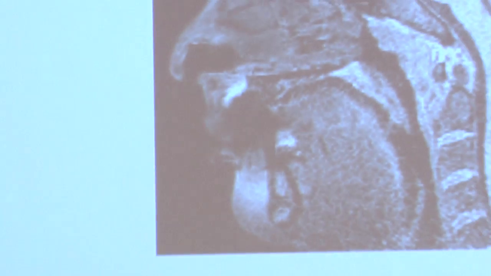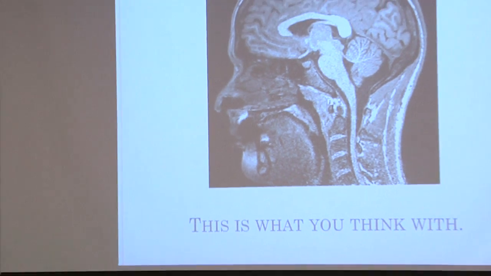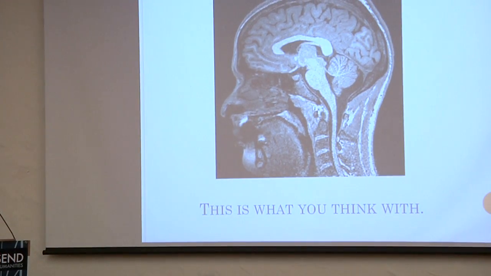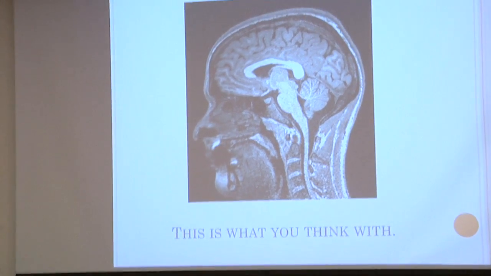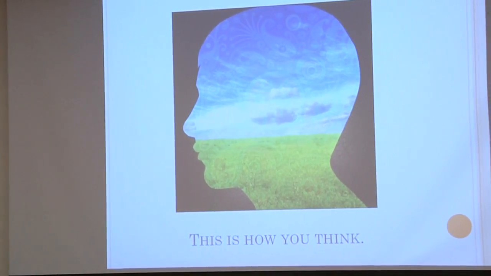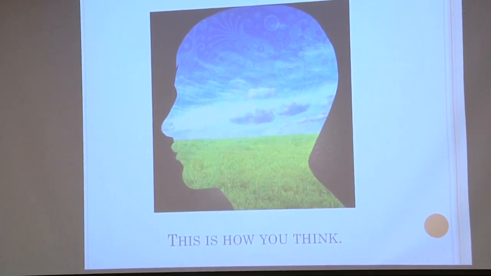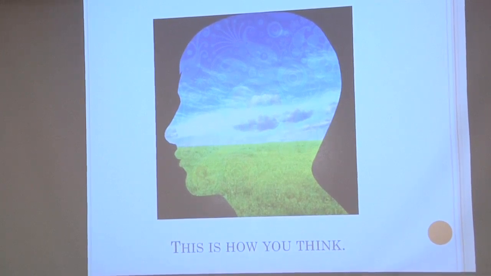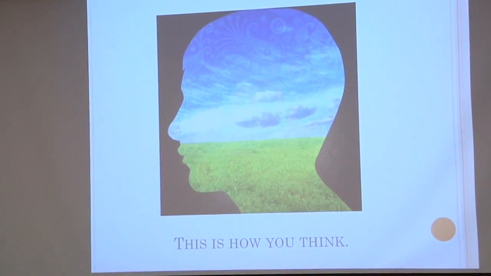So this is what you think with. This is your brain. This is actually my brain. It's an fMRI of my brain. Apparently my skull doesn't look too good in the back. But it's made of billions of neurons and glial cells. It's got a lot of this mushy, gushy stuff inside. And this is how you think. You have thoughts, emotions, feelings, experiences, memories, all these weird, fluffy things.